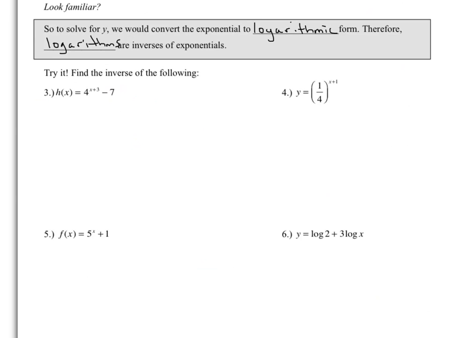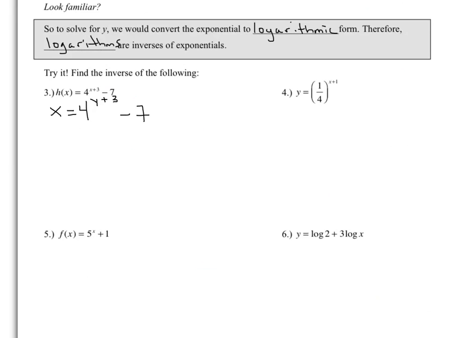So we're going to go ahead and try the inverses between exponential and logarithms. So for number 3, h of x equals 4, and then our exponent is x plus 3, minus 7. So my first step is to go ahead and switch my x and my y. Well, h of x, remember, is y, so that will now become x equals 4 to the y plus 3 minus 7.